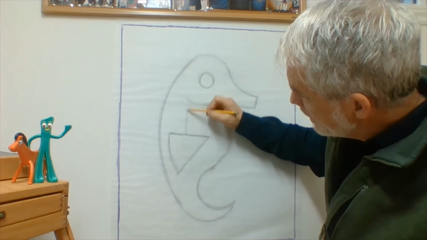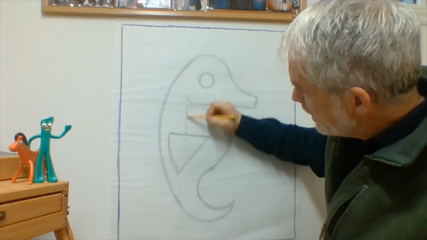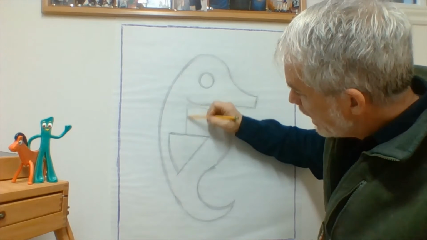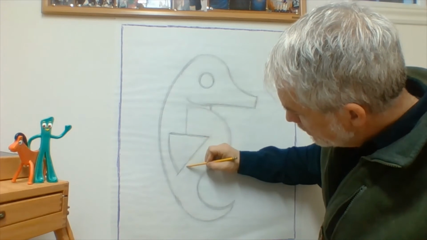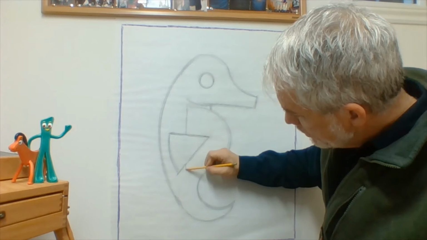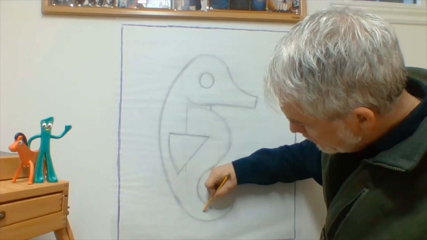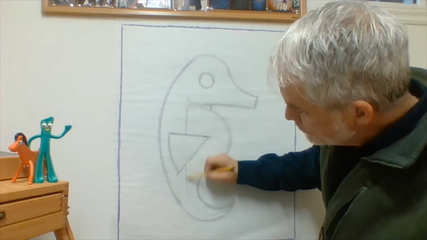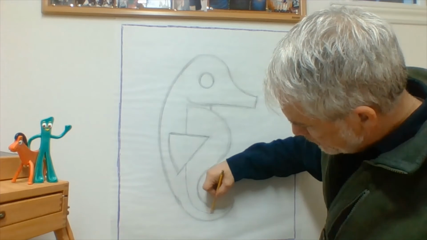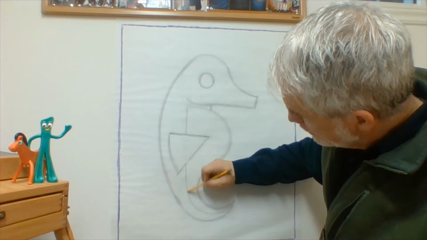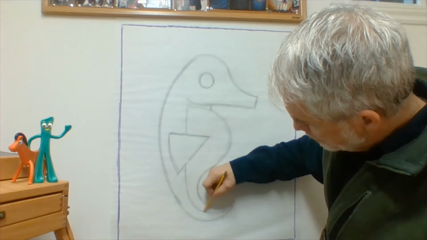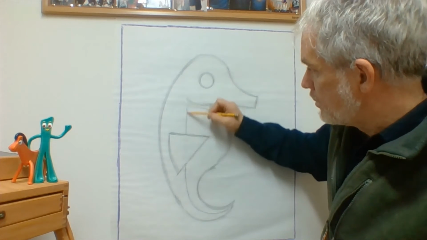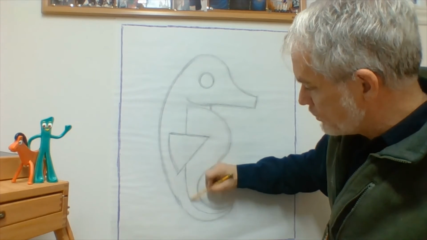Now I'm going to take this line right here, the line that goes up and down. See if you can find it on your paper, and I'm going to make it continue right here, and I'm going to have a curve like this. This is just a detail that I like. But you don't have to put it if you don't want to.